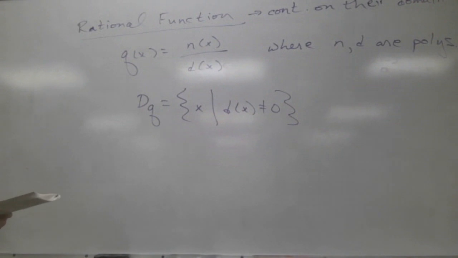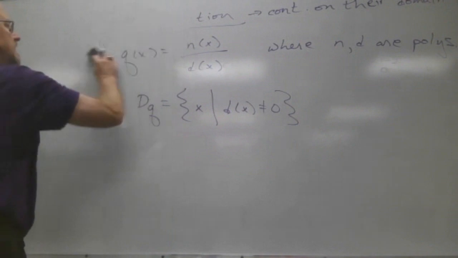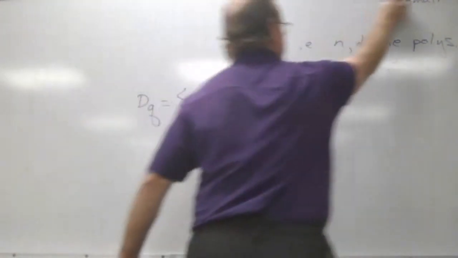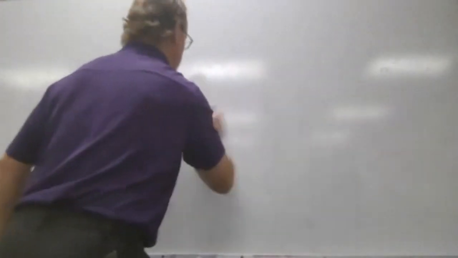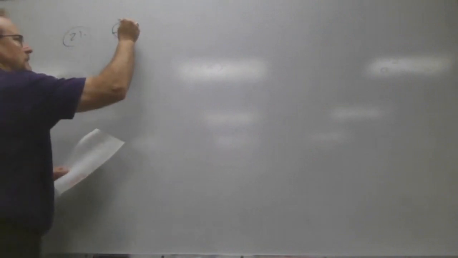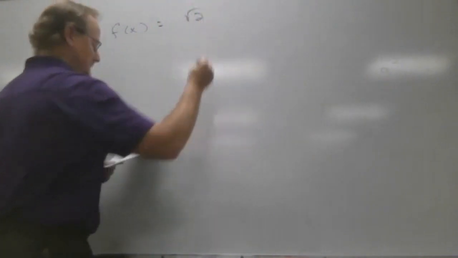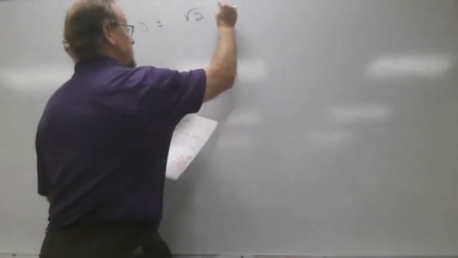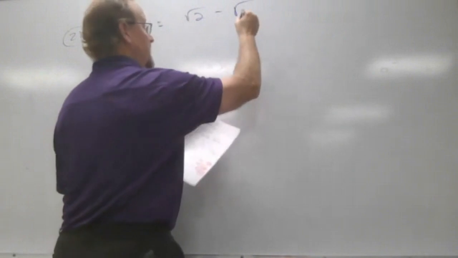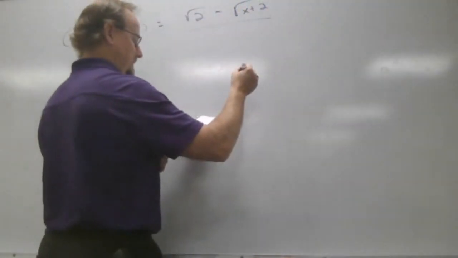And let's look at one example that maybe is just a tad bit awkward to figure out if it's removable or essential for the discontinuity. So first of all, f of x, I believe this is number 21 in your book, but anyway, it's the square root of 2 minus the square root of x plus 2, all over x.